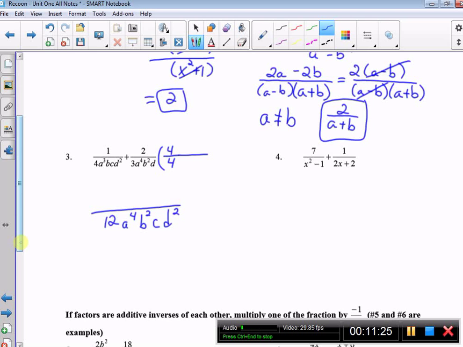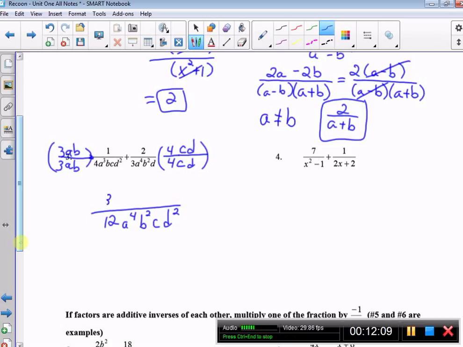It has enough a's, it has enough b's, it needs a c, and it needs a d, because this one has a d squared. And on this side, we need to multiply by 3, and it needs an a, it needs another b, has the c, and it has the d. So 3ab over 3ab. So when we do that, if you multiply this out, you get 12 a to the 4th, b squared, c d squared.